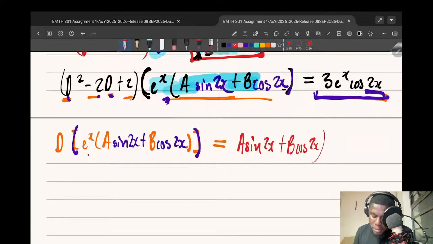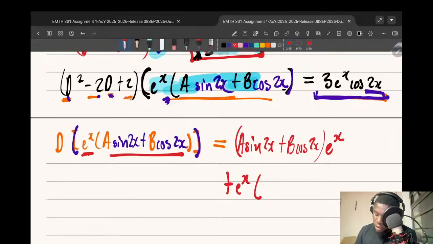Then it will be multiplying the derivative of the first. The derivative of e to the x is just e to the x. Plus, you now bring the first one, e to the x. It now multiplies the derivative of this second thing, which is multiplying it. The derivative of a sine 2x. We're now putting the derivative. What is the derivative of a sine 2x? A will come back because it's just a constant.